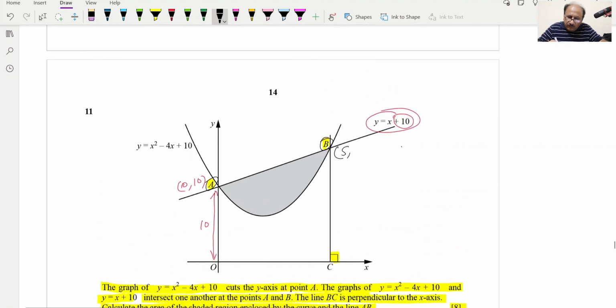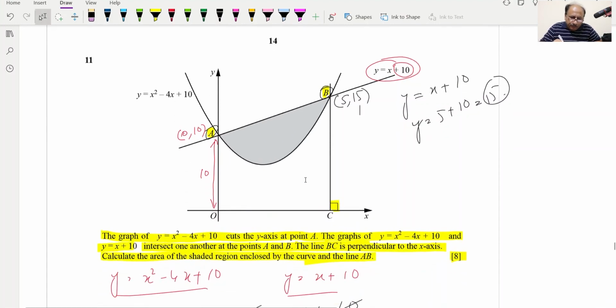Y value we can find from here. Y is equal to x plus 10. So x value is 5, so 5 plus 10, which is equal to 15. So y value, y coordinate will be 15. So 5 and 15. It means that this length, basically if I show over here, this length will be 5, and this height will be 15.